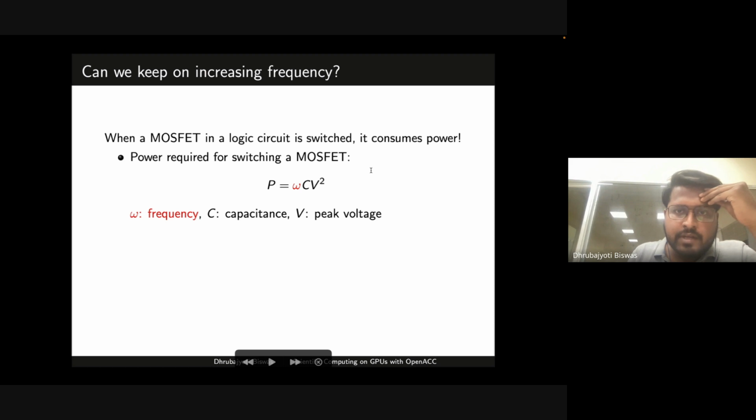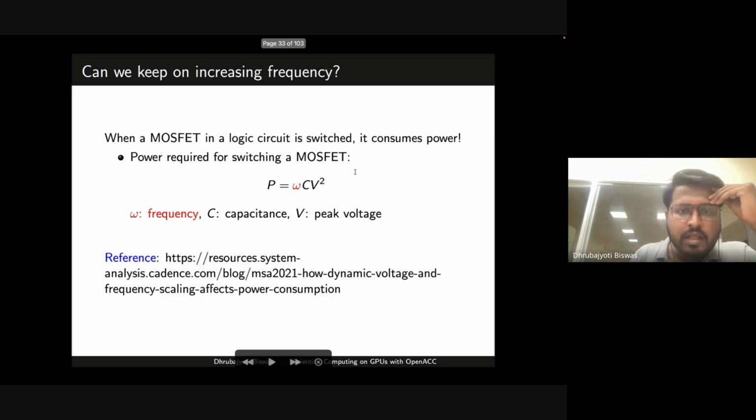So if you keep on increasing that frequency, the required power for that switching will keep on increasing. Therefore, the power budget becomes an issue: how much power you can dissipate from your CPU. I think all of us know that right now you need very proper coolers to run your computer. And it is very difficult. Some machines can consume upwards of 200 watts on just the CPU. This formula has been taken from this reference.